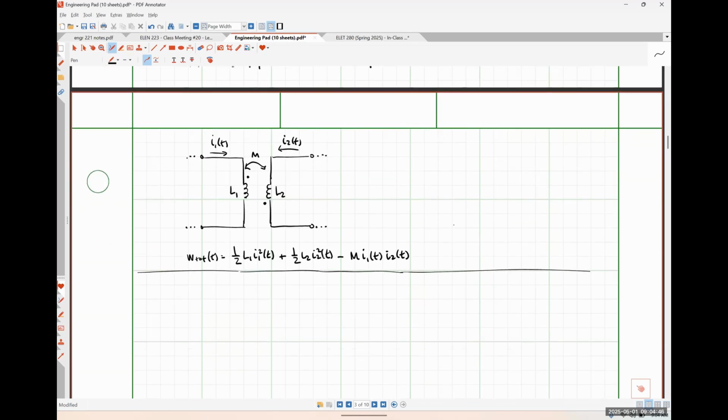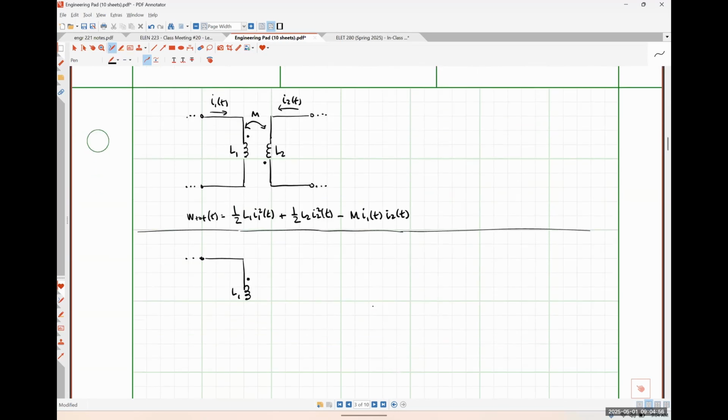And the last case that we'll go through is dots on the opposite side, and then current I1 flowing in and I2 flowing out. And so that would look something like this. So here's L1 dot on top. Here's L2 dot on bottom. Our mutual inductance M.